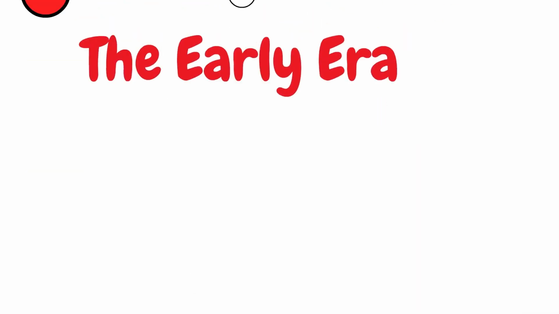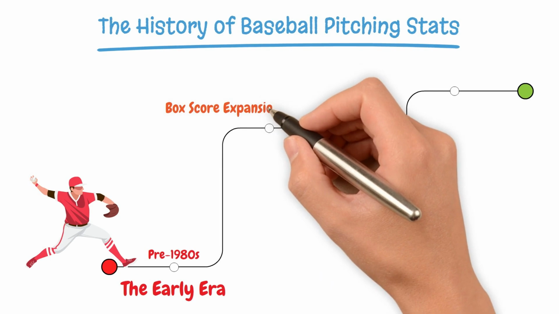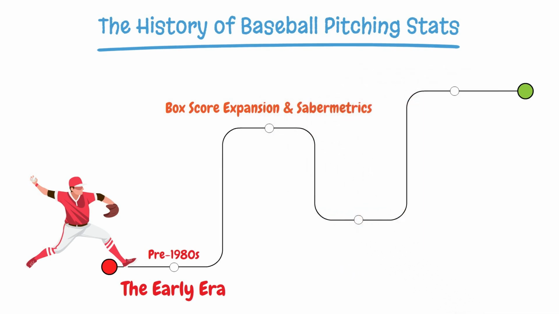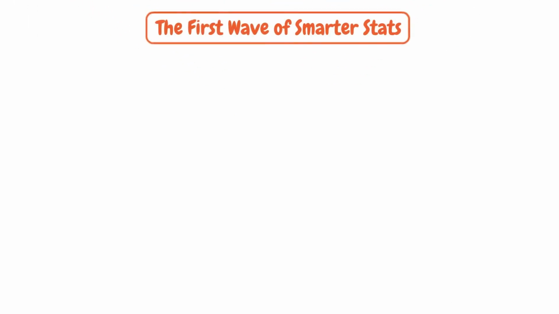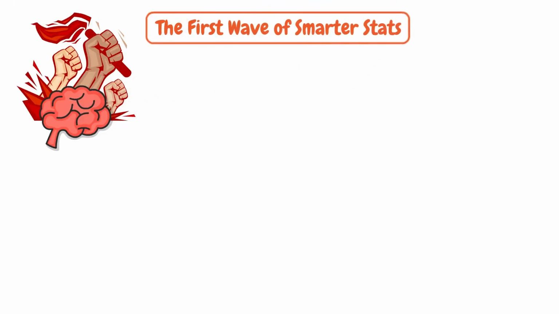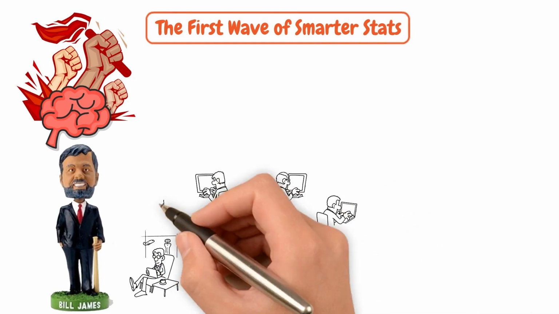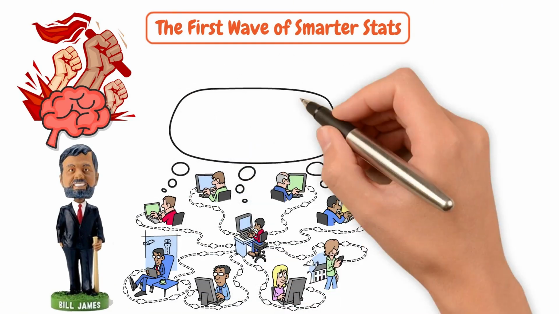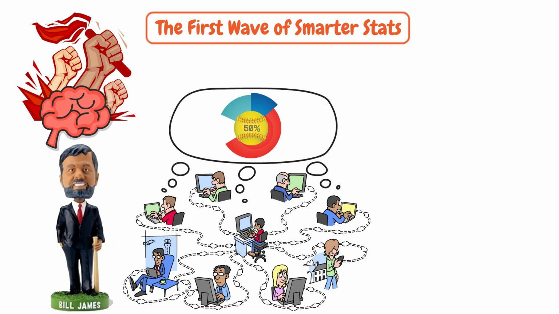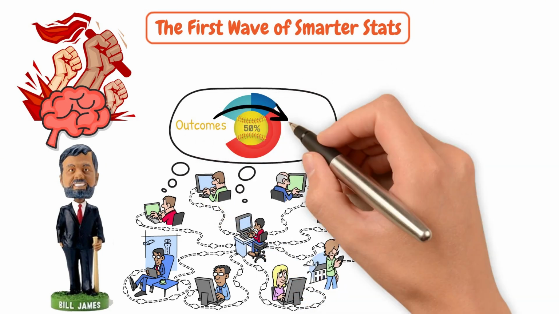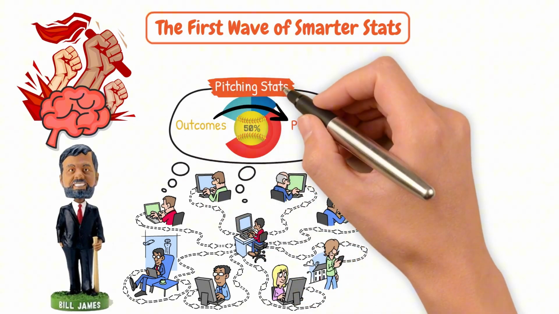And that brings us to our next era, the box score expansion in sabermetrics, kind of the first wave of smarter stats. We're talking 1980 to the 2000s. This is where the revolution really began. Thanks to minds like Bill James, the wave of easier access to the internet, and an increased interest in baseball analytics, baseball started shifting from outcomes to process, and pitching stats evolved with it.